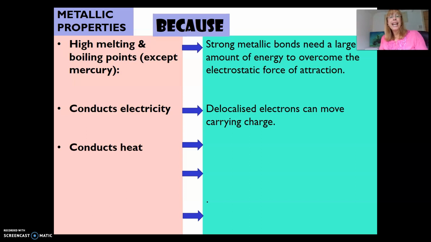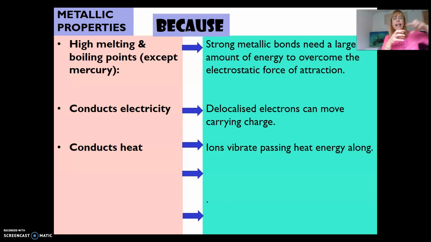Metals, we know, are good at conducting heat. If I put my teaspoon in my cup of coffee and leave it there for a while, my teaspoon gets hot. That's because those ions vibrate, and as they vibrate, they pass the heat along until it gets to the tip of my metal spoon.